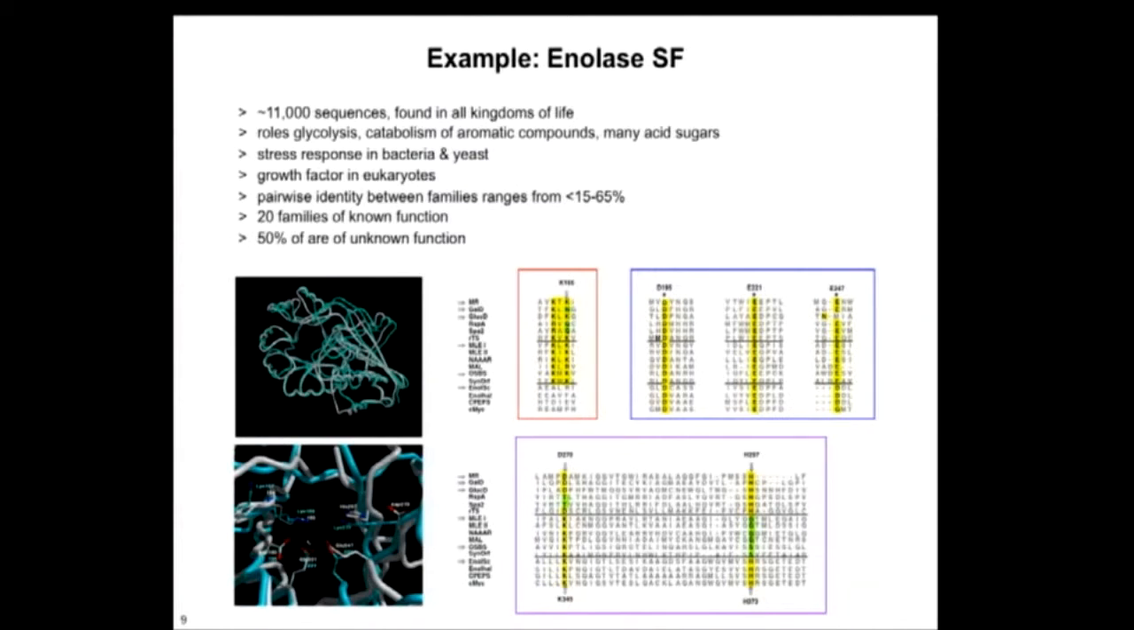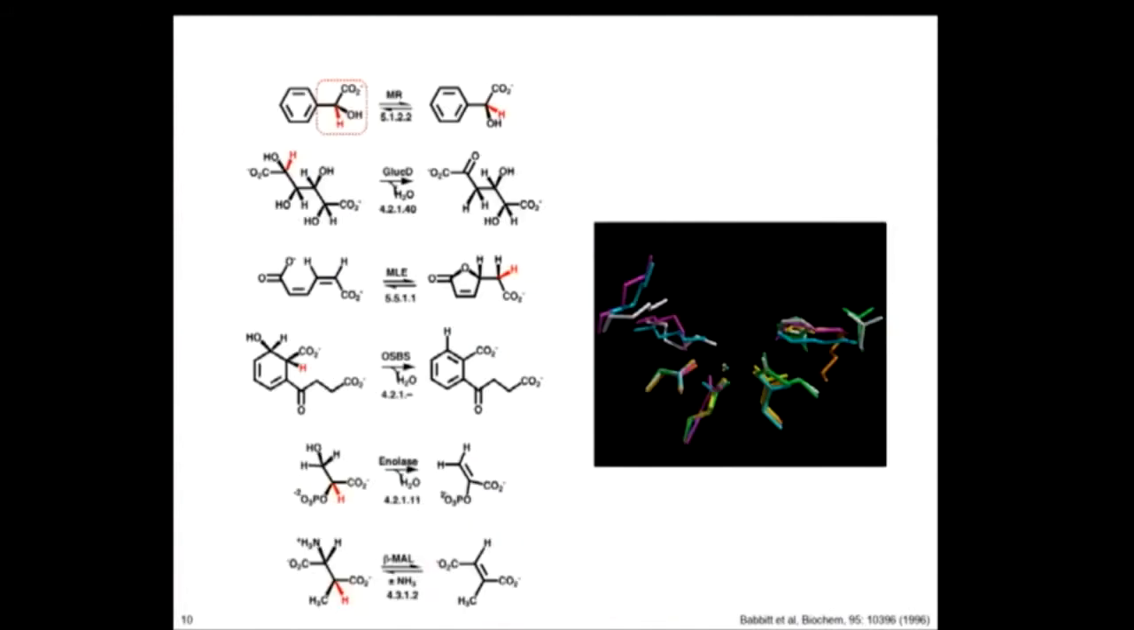So we can use models to try to leverage that information, but we are stuck with sequence information in many cases. So we can identify the overall similarity in this superfamily, the similarity in the active site, and in sequence space, we can identify some of those important conserved residues. So here are six of the different reactions that are catalyzed by members of the enolase superfamily. And I don't expect you all to be chemists, but you could probably see that these are really different reactions.